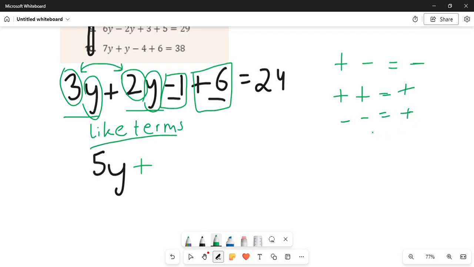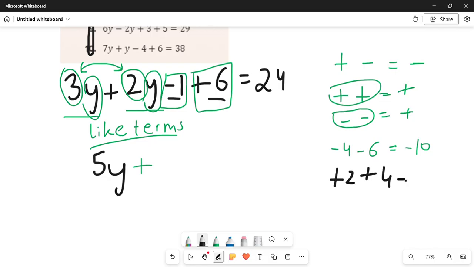But when we are doing negative negative, like negative 4 and negative 6, then we add the values. 6 plus 4 is 10, so 10, but the sign will be negative here. If you look at a question where both the values are positive, then I'll do 6 plus 2 plus 4, which equals 6, and the sign must be positive here, so plus 6.